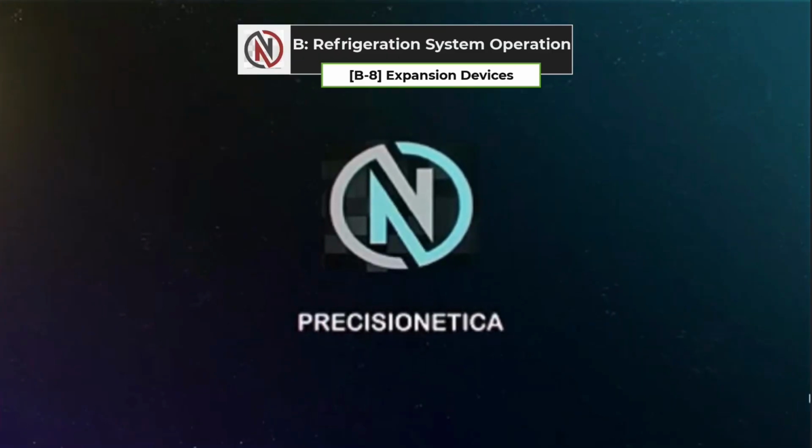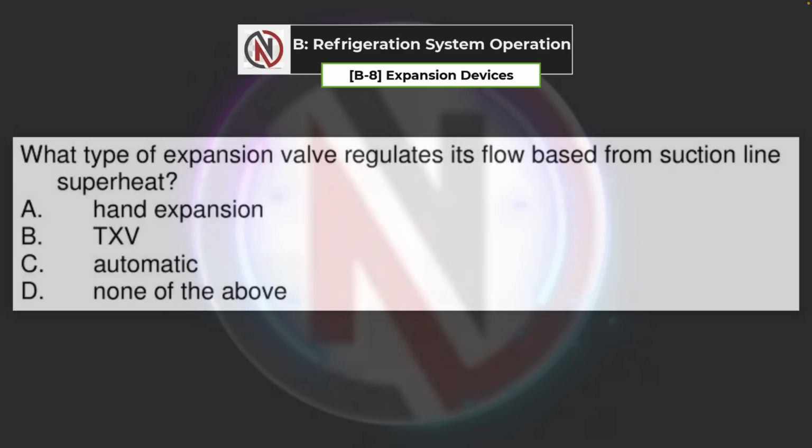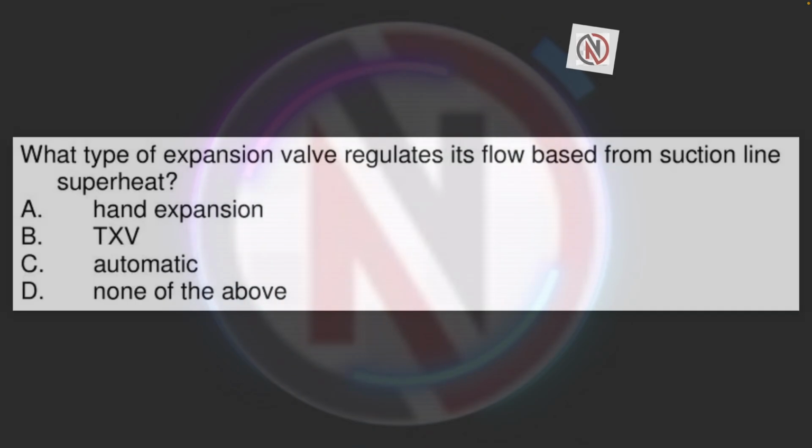What type of expansion valve regulates its flow based on suction line superheat? A. Hand expansion, B. TXV, C. Automatic, D. None of the above.